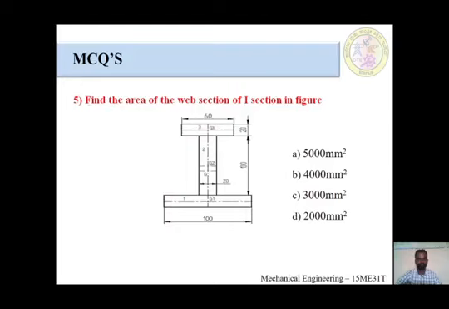And fifth question is find out the area of the web section of the I section in the figure. This is top flange. This is web part, this is bottom flange. We have to calculate the area of this part. How to find out the area of this rectangular block? You would have understood in previous sessions. After answering this area, we have four options. First one is 5000 millimeter square, second option is 4000 millimeter square, third option is 3000 millimeter square, fourth option is 2000 millimeter square. Answer carefully before choosing the MCQ options.